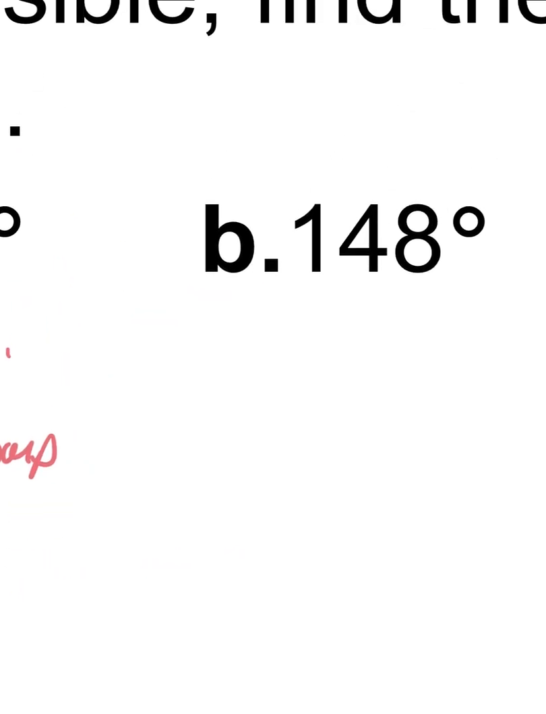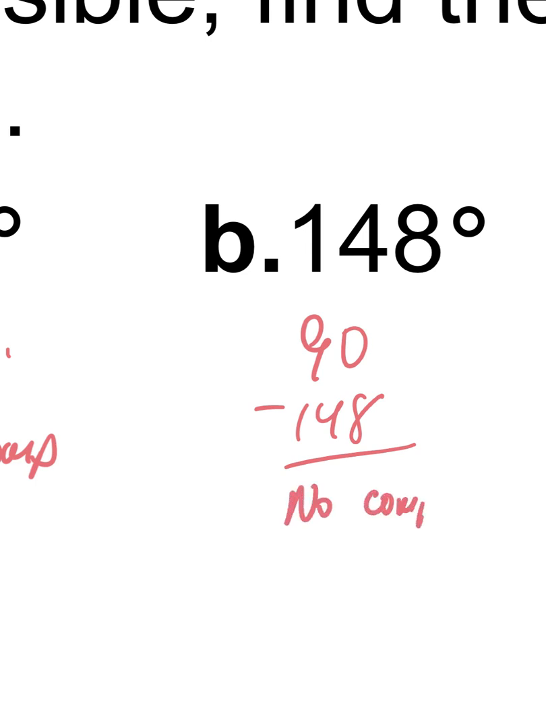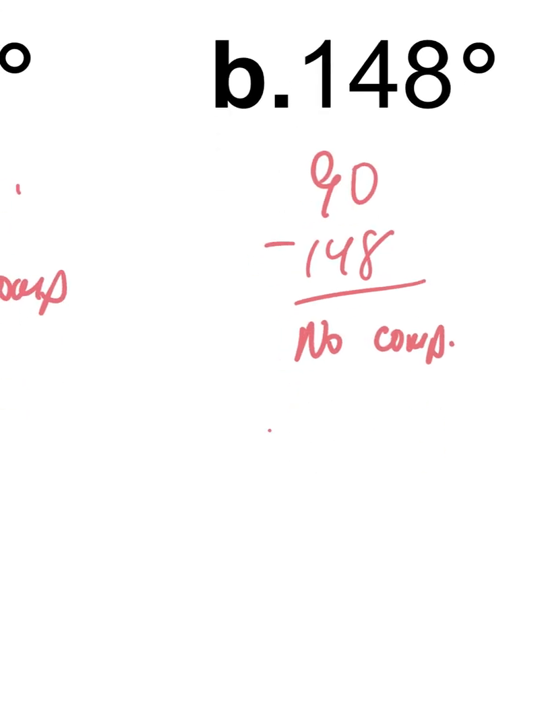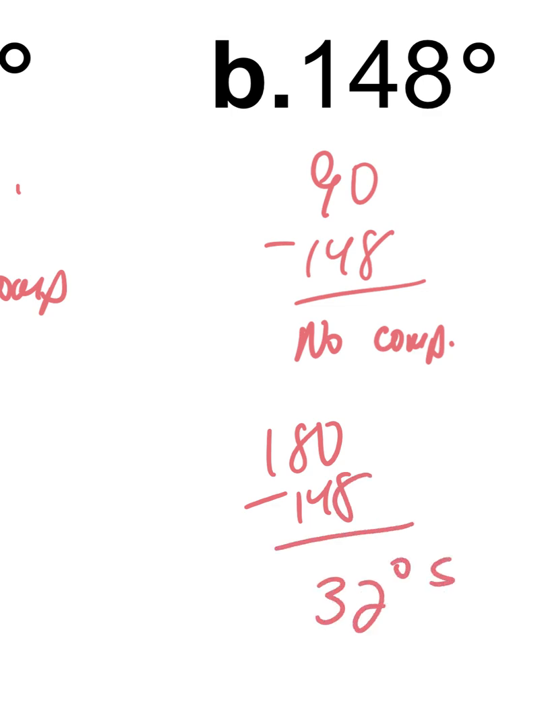We always start with 90 minus and 180 minus. So I say 90 minus 148. Is that going to give me a positive number? No. So you would say there's no complement. It's got to be positive. So what's the supplement? I say, okay, fine. 180 minus 148, which is what? 32. So 32 degrees is the supplement.